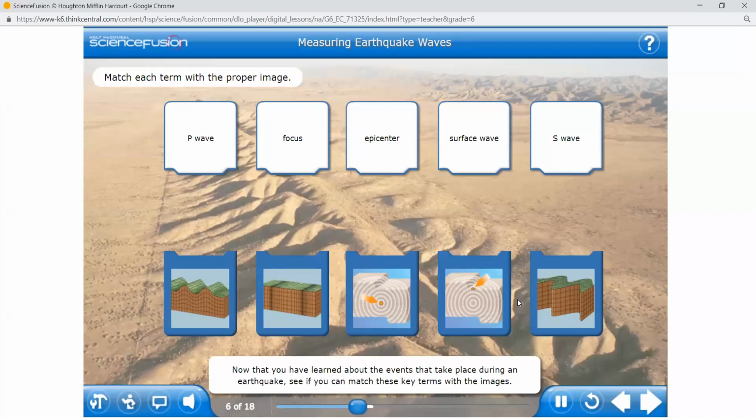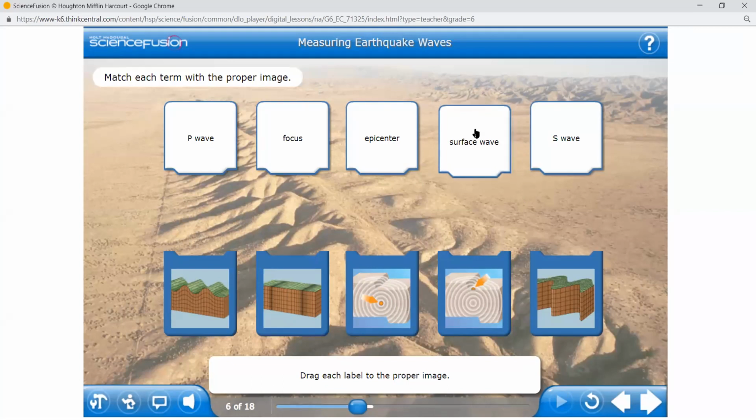See if you can match these key terms with the images. Drag each label to the proper image. This we have done in yesterday's class. It will be like revision. I want you to tell me where is the focus, where is the epicenter, where is the surface wave, and where is the P wave and S wave. Let me start. Zishan, can you tell me where is the surface wave? Which picture is the surface wave?